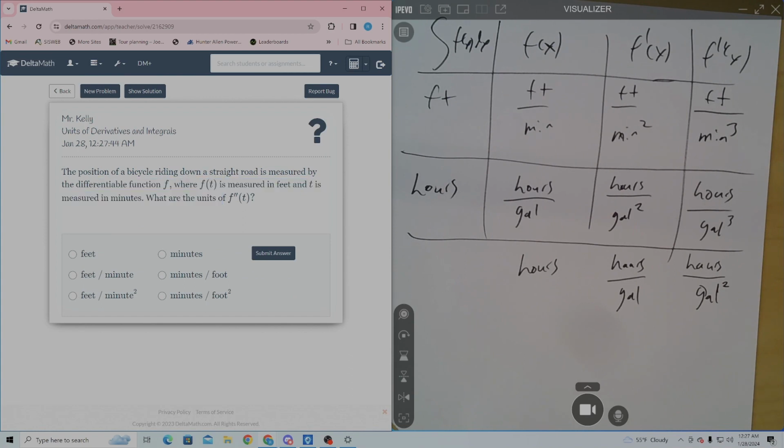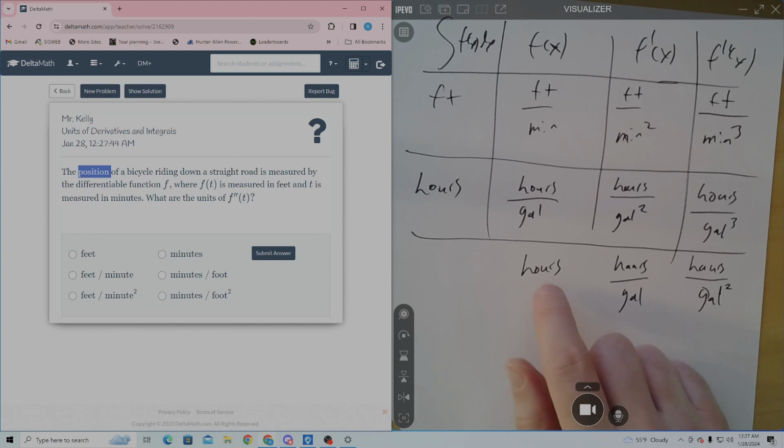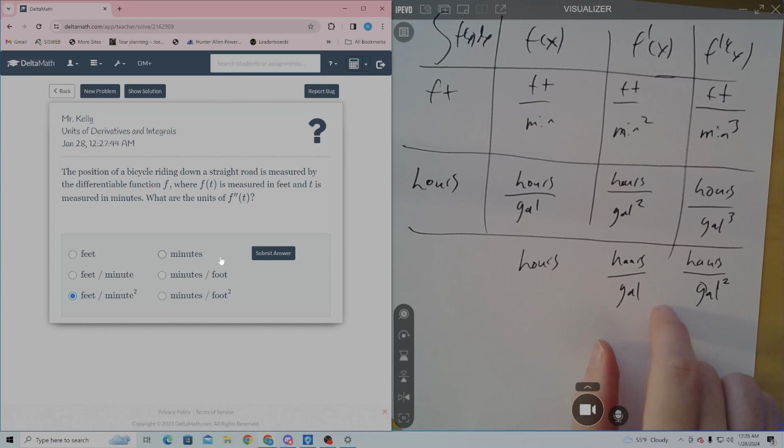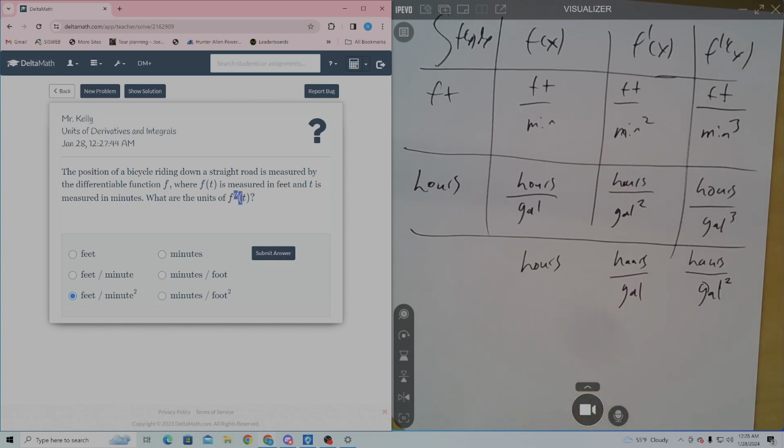Do one more. Position. Same thing. If it's position, it's not a rate. It's just the unit. So it's just giving me feet right now. So this is going to be feet per minute squared, because I'm moving two to the right, going from the function to the second derivative. It's going to go from feet to feet per minute to feet per minute squared. Another helpful thing is that the inside is the denominator. With t as time, time is the denominator, right?